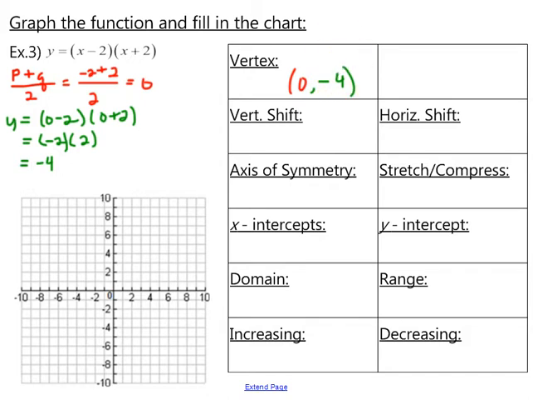Then let's go ahead and find what other information we can. The vertical shift is going to be the up and down. It goes down 4 units. And our horizontal shift, there is none because it's still 0. And then for the axis of symmetry, it's going to be x = (p+q)/2, which we found to be 0. And then we don't have an a, it's just 1, which means we have no stretch or compression. And then for our x-intercepts, remember, we have the x-intercept (p, 0), which is going to be (-2, 0), and then (q, 0), which is (2, 0).